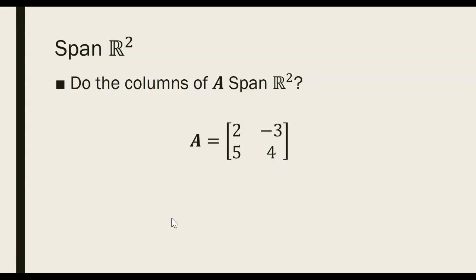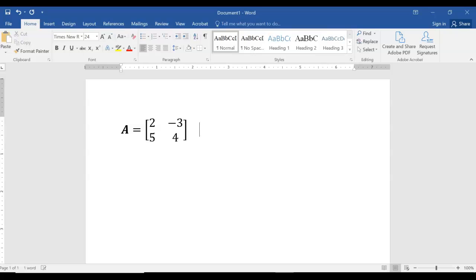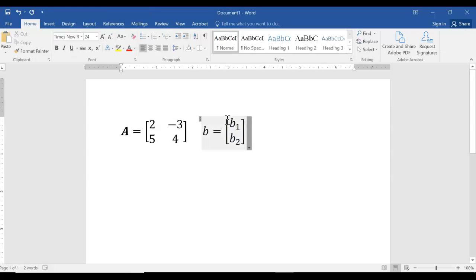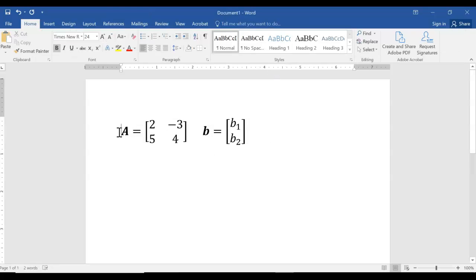All right, let's think through this problem. How would I approach this for a general b? Well, let's go through what we would do if I was given a matrix A and a vector B, which we're going to call in general having entries B1 and B2. So we're going to say no matter what values this vector takes, can we find a solution?